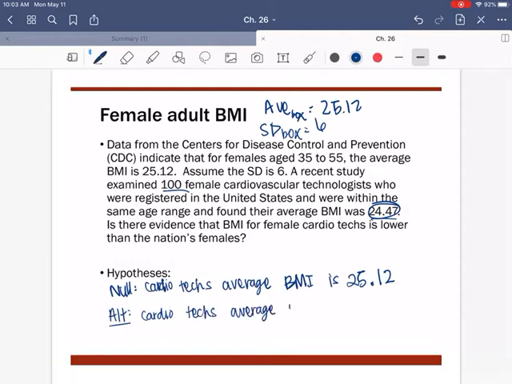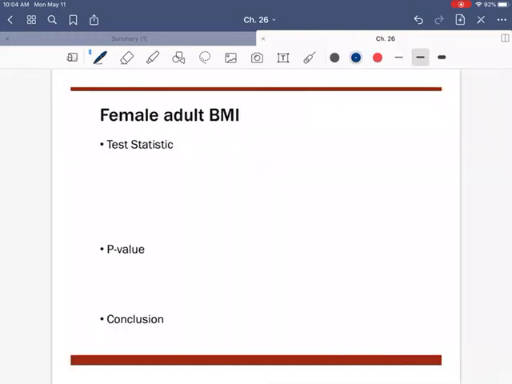24.47 was less than what we expected. So cardio techs' average BMI is less than 25.12. Notice I didn't use the sample average in there at all, because that sample average is simply for a few of these cardio techs. It's not for all cardio techs. So I'm not talking about 24.47. We're going to use that 24.47 to get our p-value in a few minutes, but that's the only time it's used.